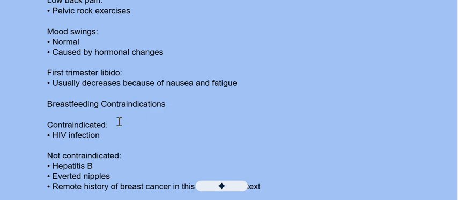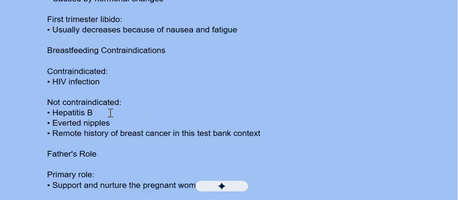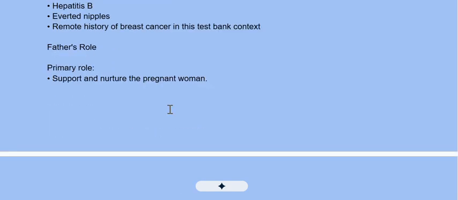Breastfeeding contraindications? Contraindicated: HIV infection. Not contraindicated: hepatitis B, everted nipples, remote history of breast cancer in this test bank context.